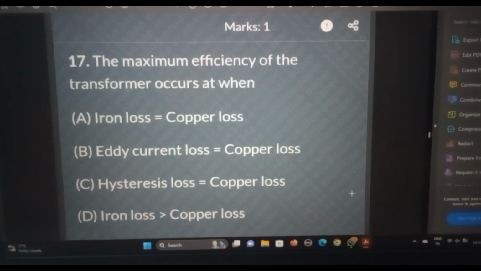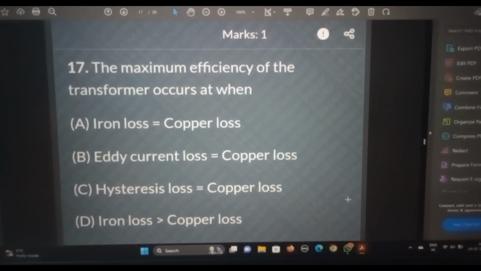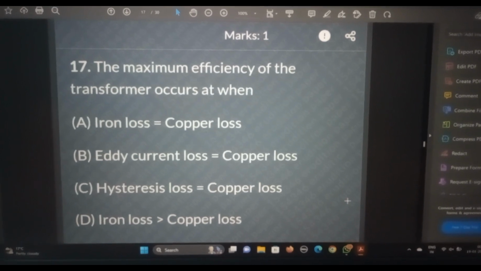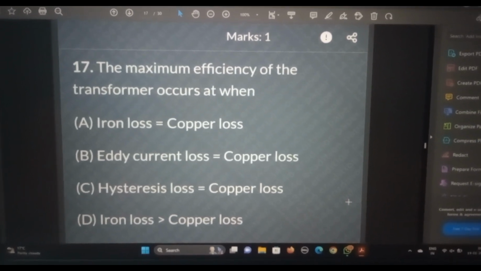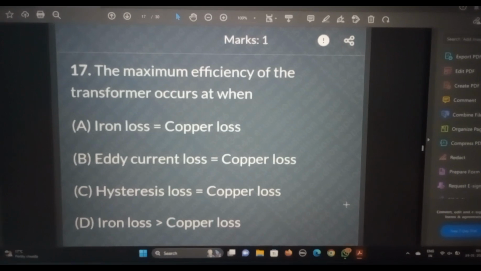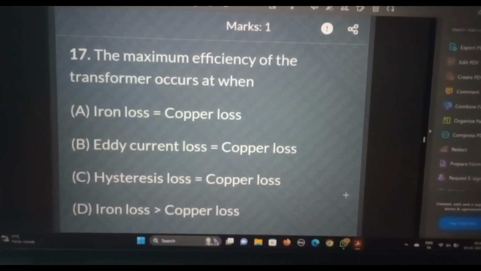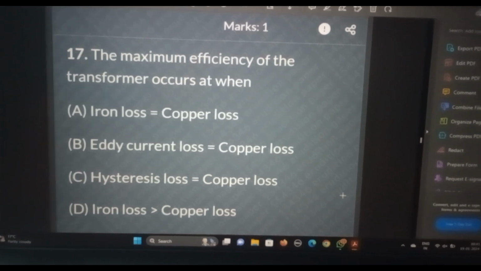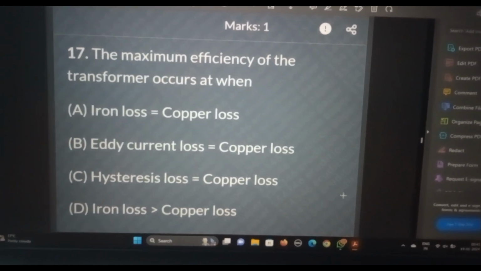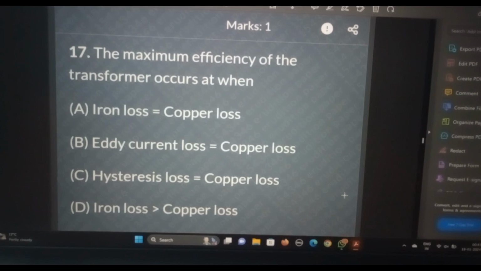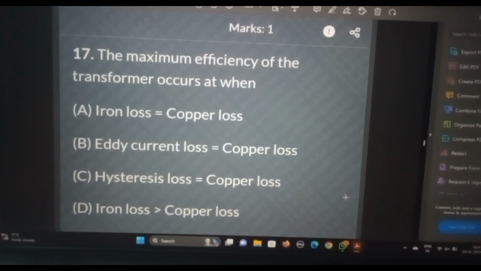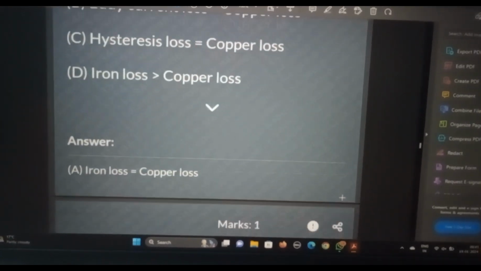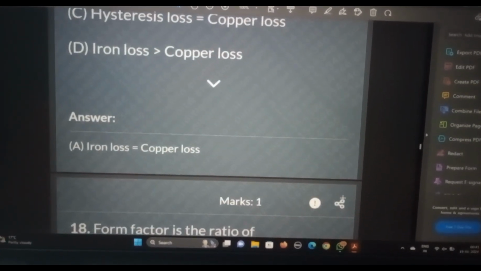Number 17. The maximum efficiency of the transformer occurs when: option A, iron loss is equal to copper loss; option B, eddy current loss is equal to copper loss; option C, hysteresis loss is equal to copper loss; option D, iron loss is greater than copper loss. This is a very important MCQ. The answer is option A, iron loss is equal to copper loss.